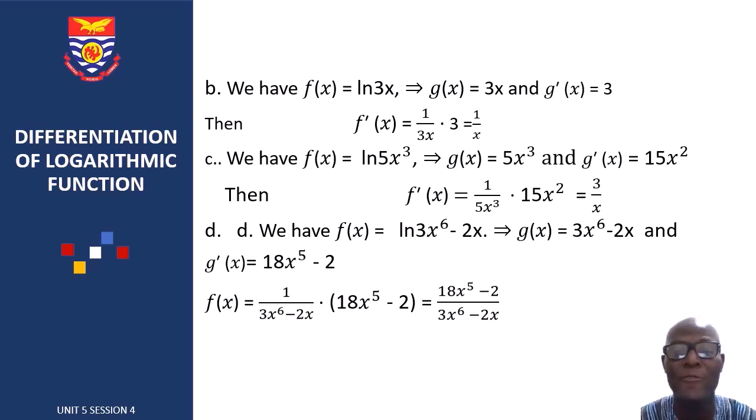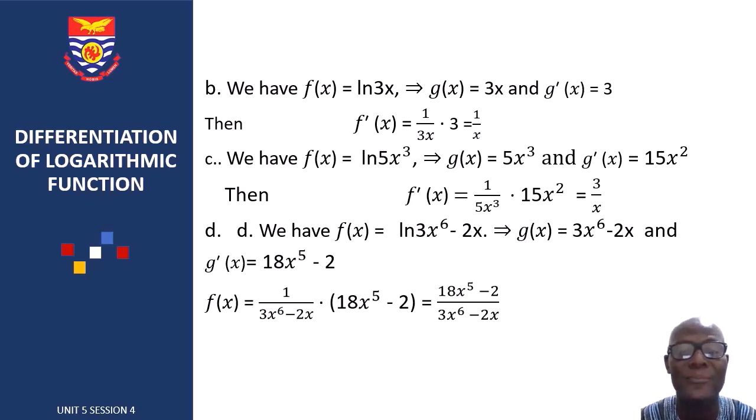C, f of x equals ln 5x exponent 3. In this case, we let our g of x be 5x exponent 3. When we differentiate 5x exponent 3, we obtain 15x squared. Now, the derivative of f of x equals 1 over 5x exponent 3 times its derivative, which is 15x squared. If we multiply the derivative of g of x by 1 over g of x, then we have 3 over x.